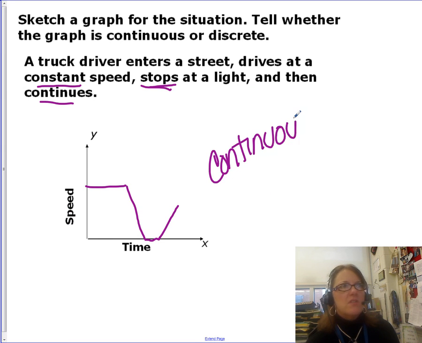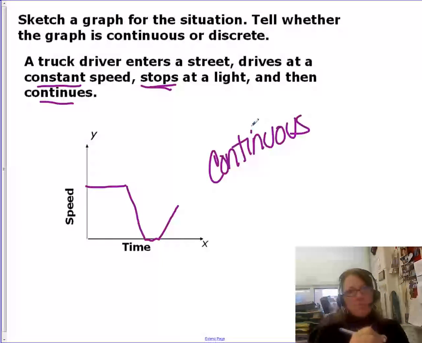We can't just all of a sudden hop from 10 miles per hour, to 30 miles per hour, to 5 miles per hour, and so on. You travel through all of the rest of those speeds at the same time.